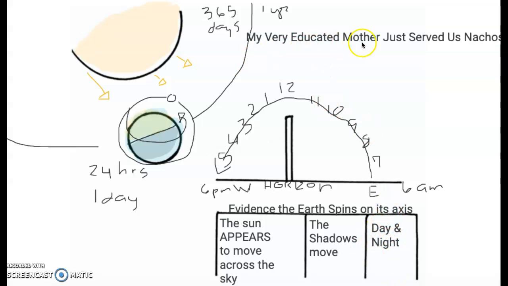And then we also have to know the order of the planets. My very educated mother just served us nachos. My means Mercury, Venus, Earth, Mars, Jupiter, Saturn, Uranus, and then Neptune.